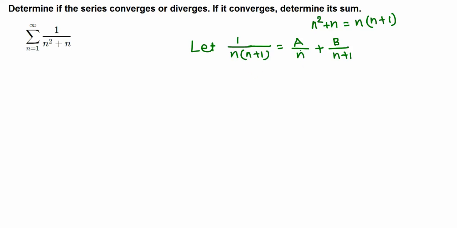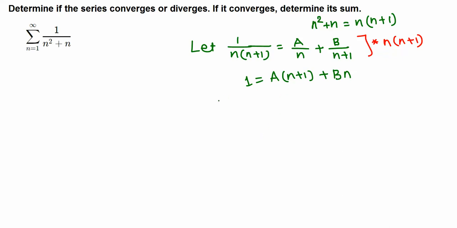Now we determine the values of a and b. Let's multiply each fraction by the common denominator, which is n times n plus 1. If we do that, then n cancels for the first fraction, so 1 equals a times n plus 1, plus for the second fraction n plus 1 cancels, b times n, and this is true for all n.